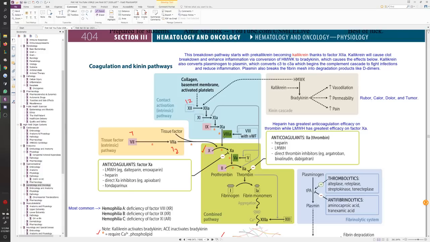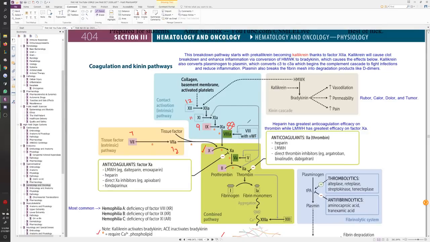That then leads to a cascade, as you can see, as a domino effect. 12 becomes activated, then 11 becomes activated. Then you have 9 here, which becomes activated. And then some funky stuff is happening here. You can see you have 8A that came from von Willebrand factor.